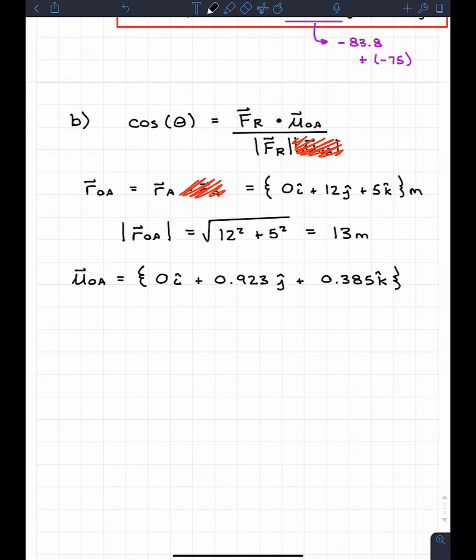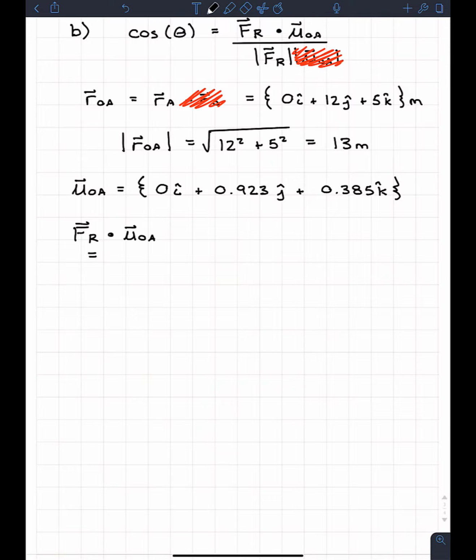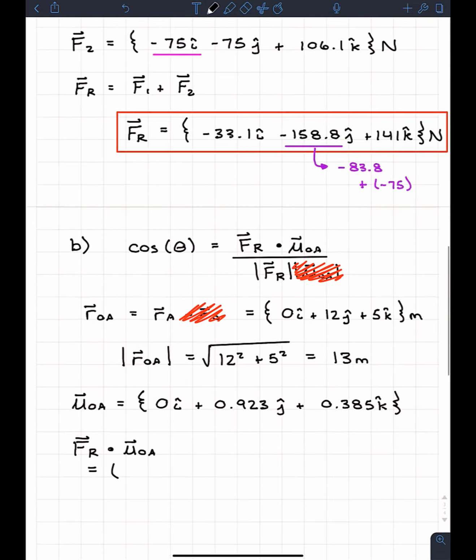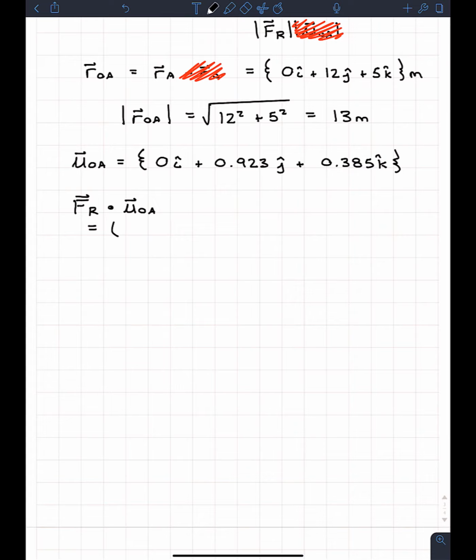All right, well, now that I got my unit vector, I can just throw all that stuff into my dot product to start getting cosine of theta. So if I were to go FR dot UOA, what that would be equal to is all the components multiplied by each other and added up. I'm just going to go down a little bit so I got room. So if I look at FR in the i, I get negative 33.1. And if I look at U, the unit vector in the i, it's 0. Okay, well that's easy. We know that's going to be 0.